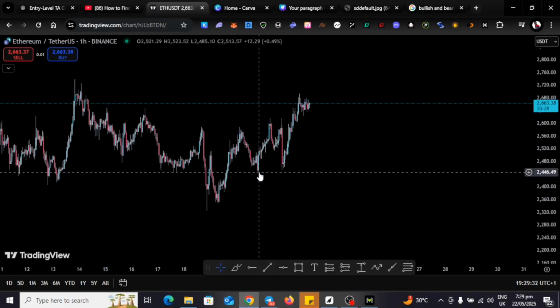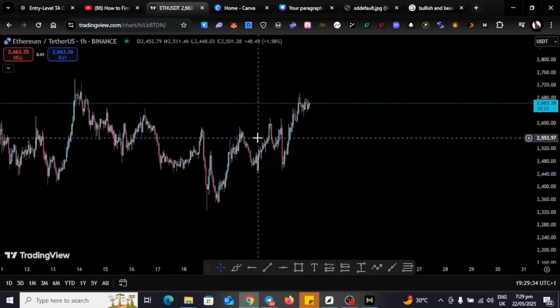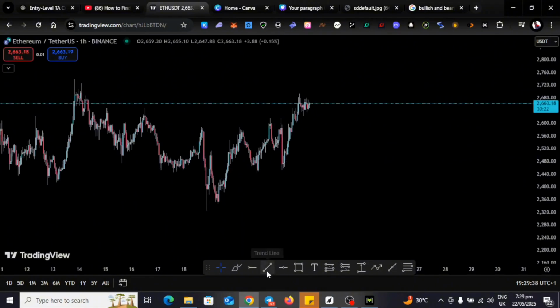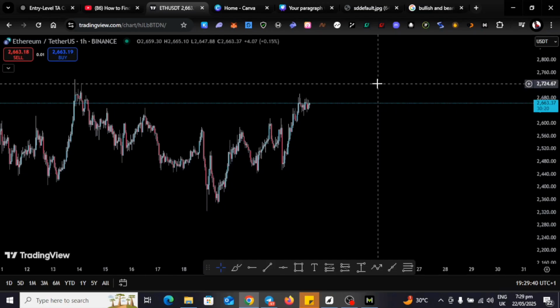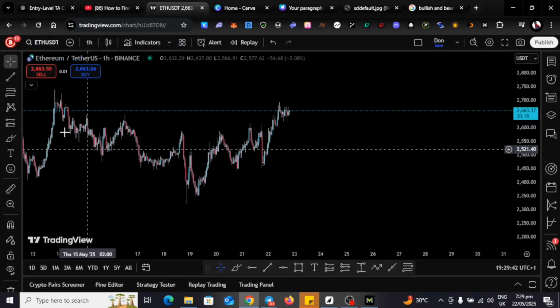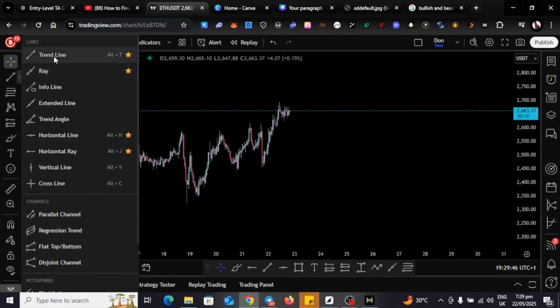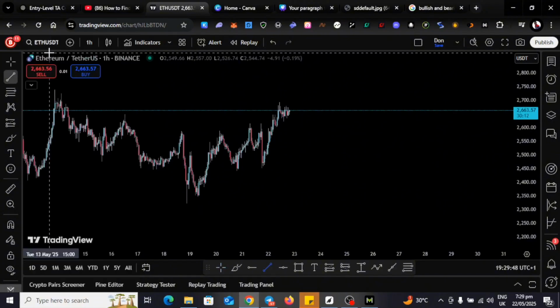Good. So now let's move on. To identify a trend line, all you need to do is get the trend line tool. This is the trend line. Remember what I said? If we go back to the toolbar section and click here, we can see the trend line. I just clicked on it.